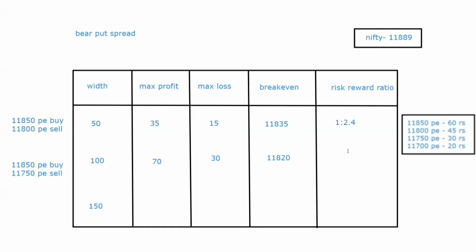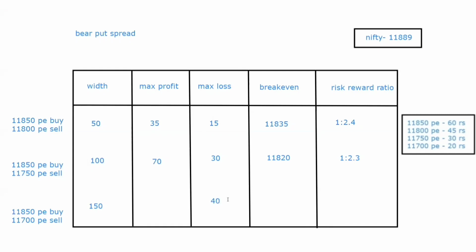So here the risk reward will be almost the same, which is 1 is to 2.3 or 2.4. Now the next one, which is a 150 point width. So now in a 150 point width, we are buying 11,850 put and we are selling even lower, that is 11,700 put. Okay. So now if we are buying 11,850 put at 60 and we are selling 11,700 put at 20, hence the net debit over here is 60 minus 20, which comes to 40.